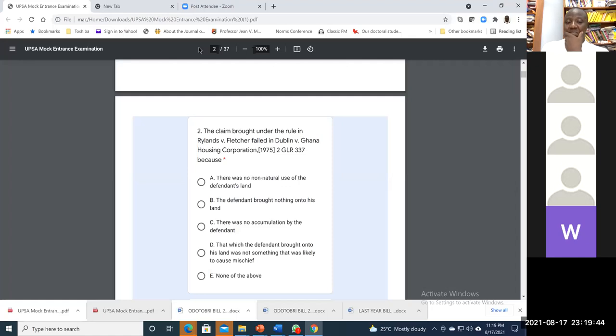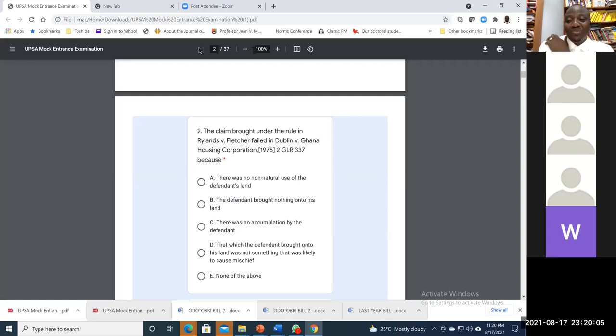So maybe when you are dealing with Rylands and Fletcher and you look at options B and C, because of the principle you are dealing with, you are likely to be more inclined to C than B. That's what I think. Yeah. Thank you for your contribution, Ellen.